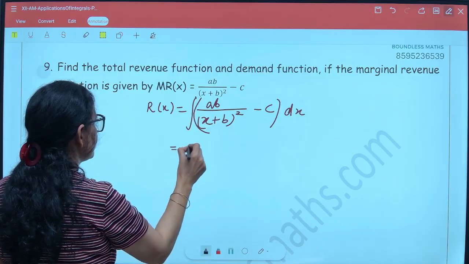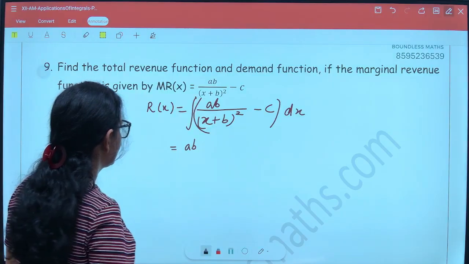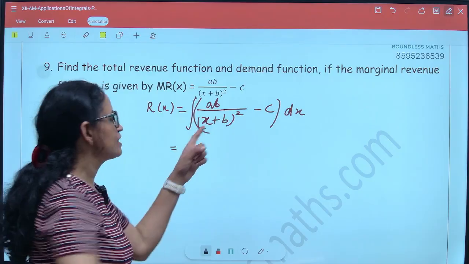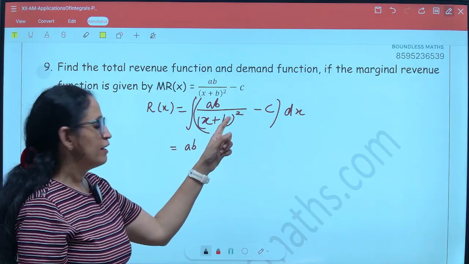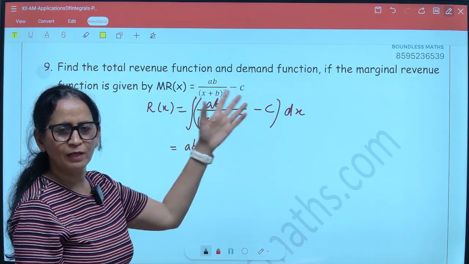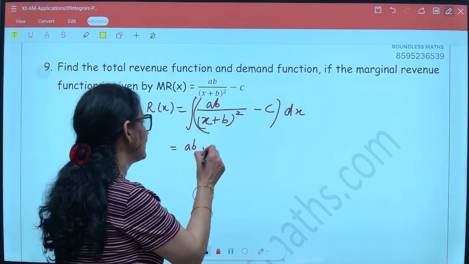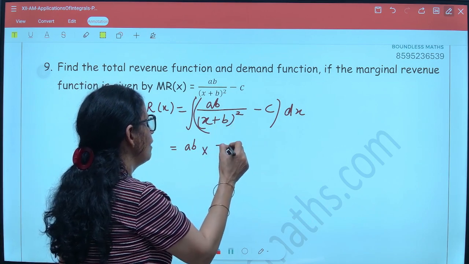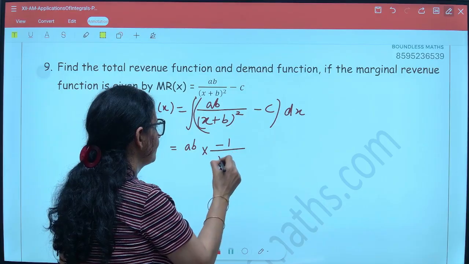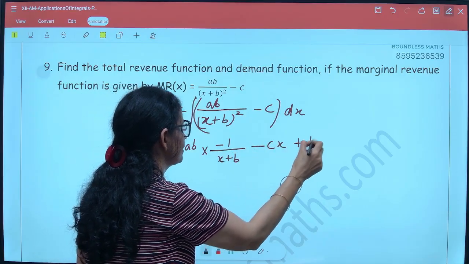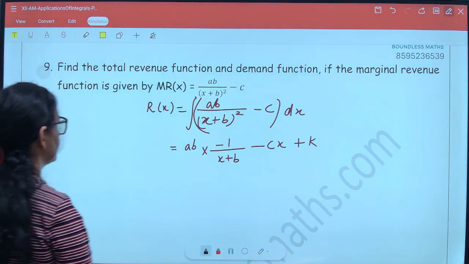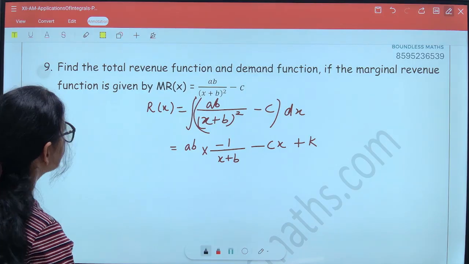So how do we integrate? Keep the constant aside. Now this is (x plus b) whole square. Integration of (x plus b) to the power minus 2. The exponent is minus 2. Minus 2 plus 1 is minus 1. So that means the integral of this expression is minus 1 upon x plus b. And the integral of c is cx plus next the constant of integration. Anything else given in the question?